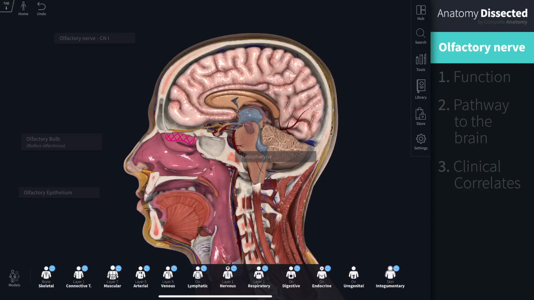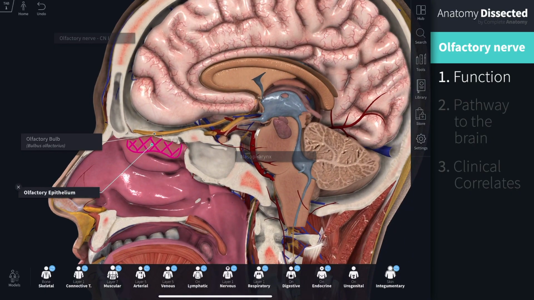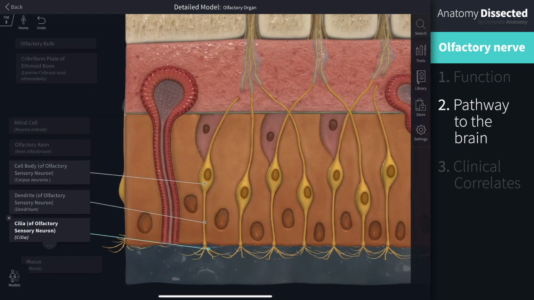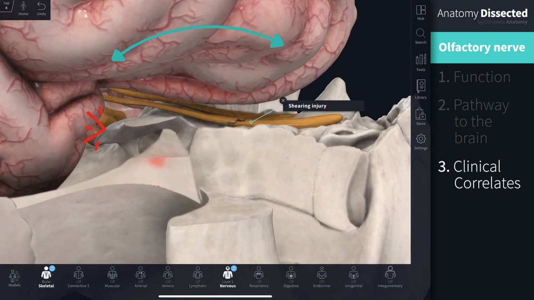Hopefully now you have a better understanding of Cranial Nerve One. At this point, you should be able to identify the olfactory nerve and discuss its course. You should be able to discuss the nerves that make up this pathway and the function of the olfactory system, as well as understand how injury might occur to this nerve.